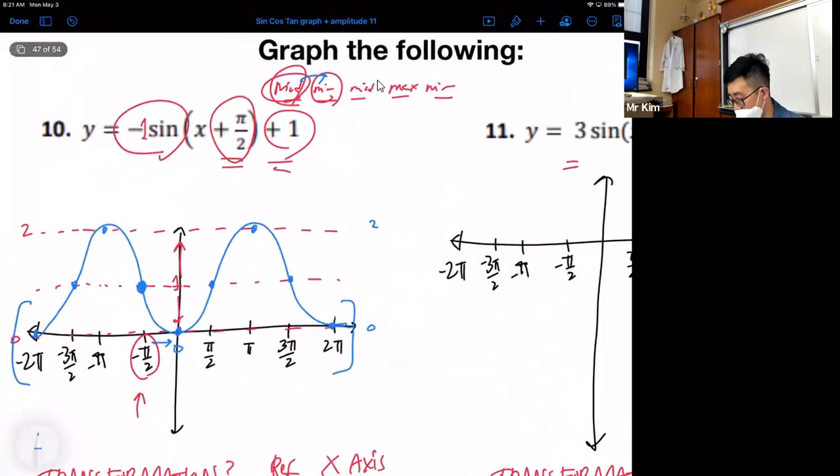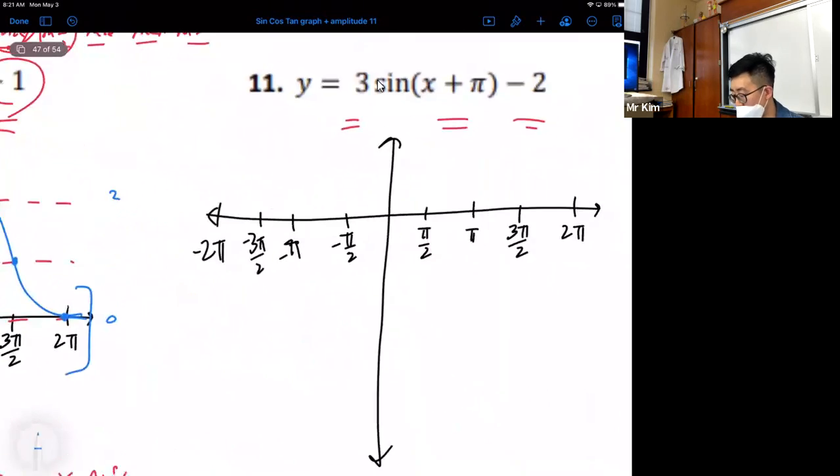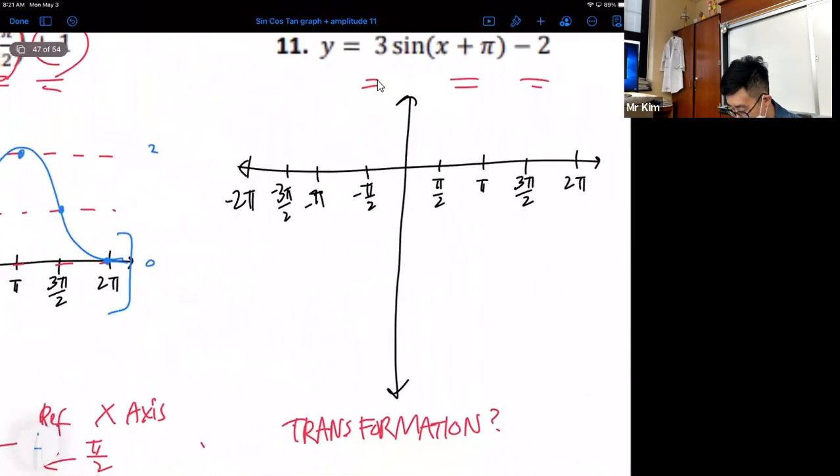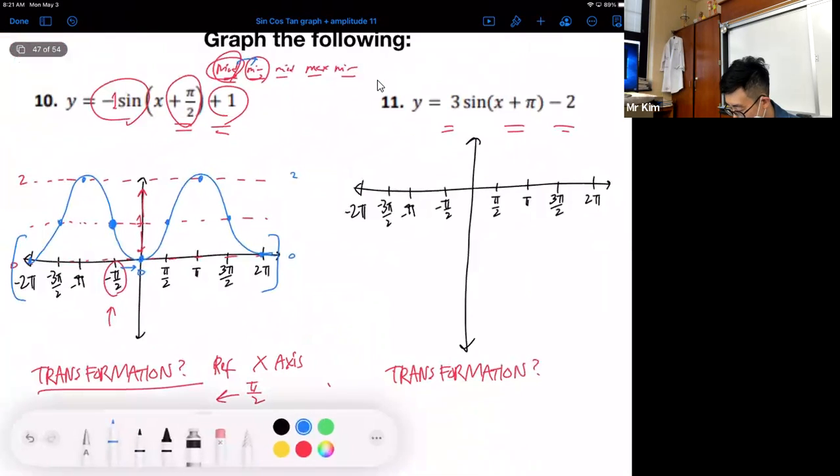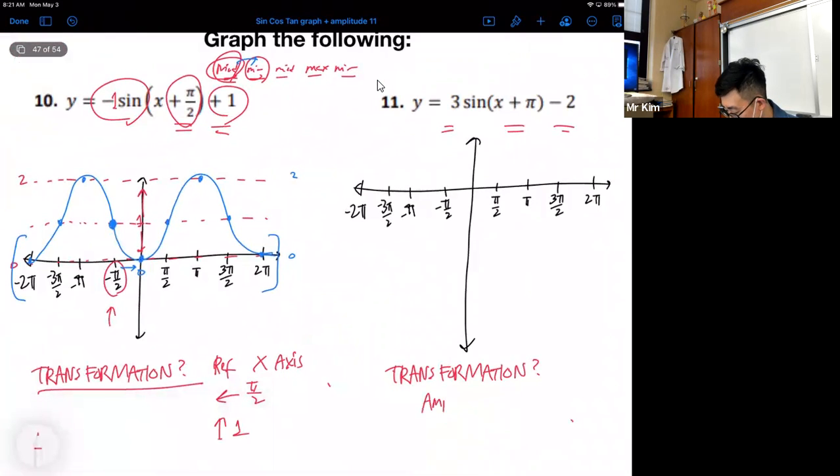All right, next one, 11. We have 3 sine x plus pi minus 2. Abby, what are the transformations here? Amplitude of 3.